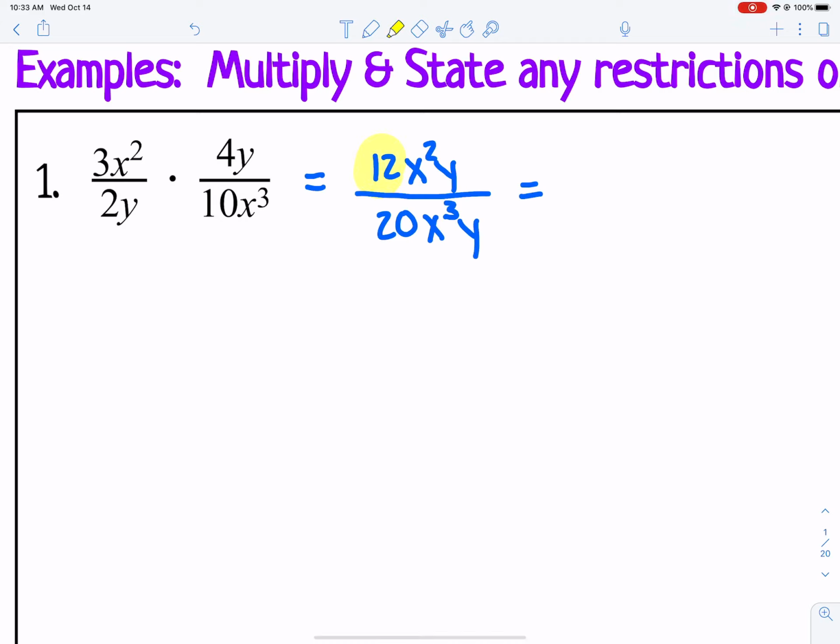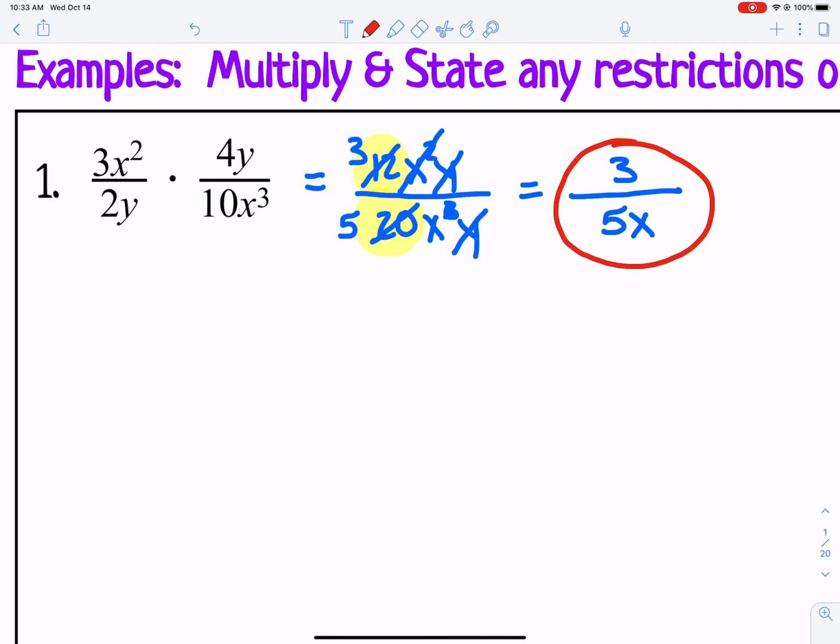Then if I think of 12 over 20, they both divide evenly by 4. So 12 divided by 4 would leave me with 3, and 20 divided by 4 would leave me with 5. Then I have x squared and x cubed. So x squared and x cubed would reduce and leave me with 1x in my denominator. And then I have y on the top and y on the bottom, so they would cancel out. So what's left on top is just 3, and what's left on the bottom is 5x.